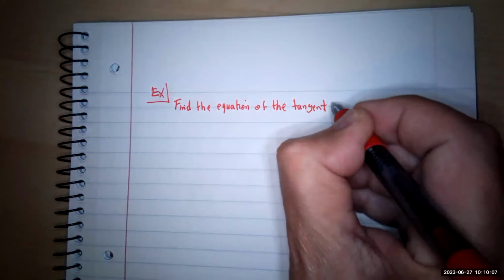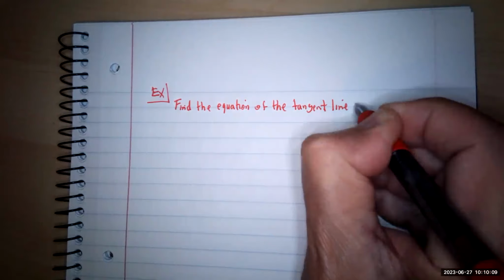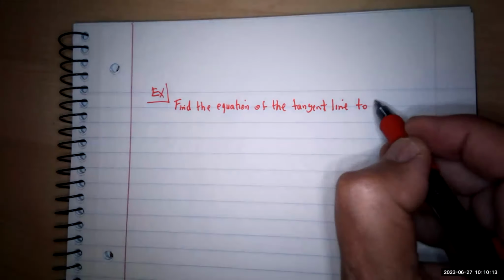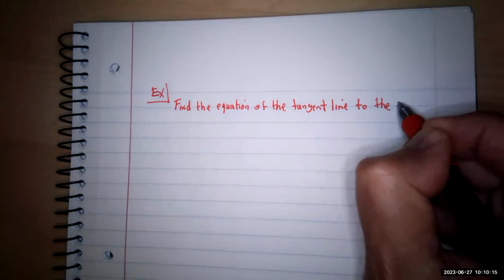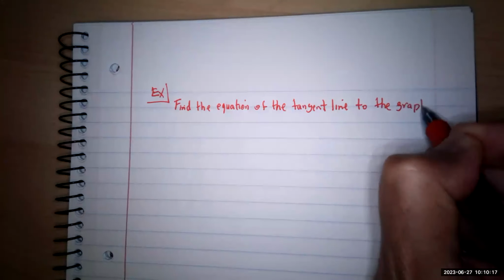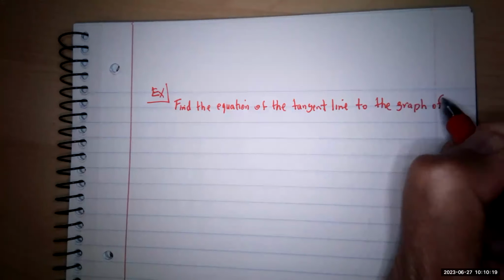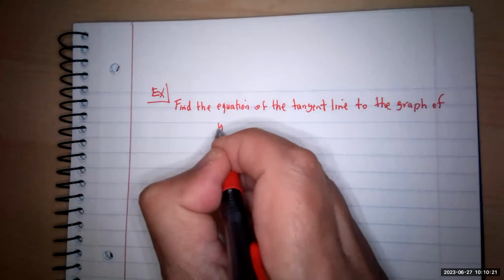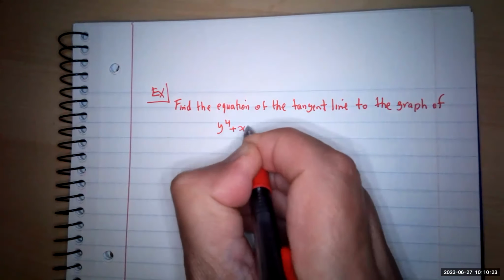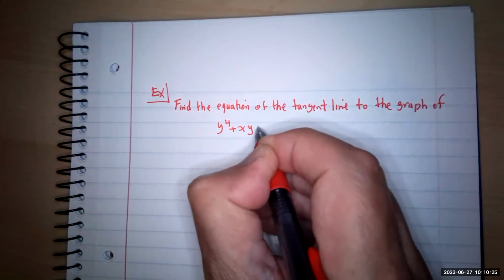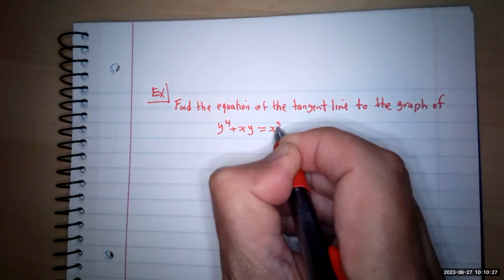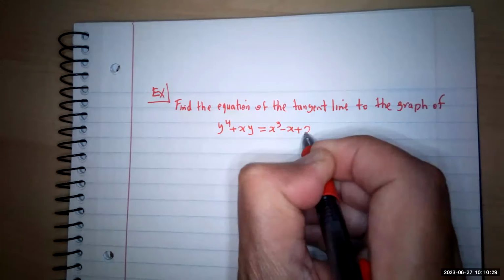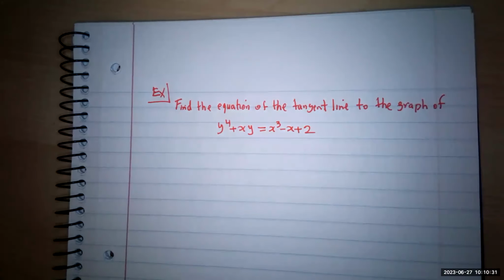Equation of a tangent line to the graph of this equation. Your equation is y to the fourth plus x times y equals x cubed minus x plus 2. Again, implicitly defined.